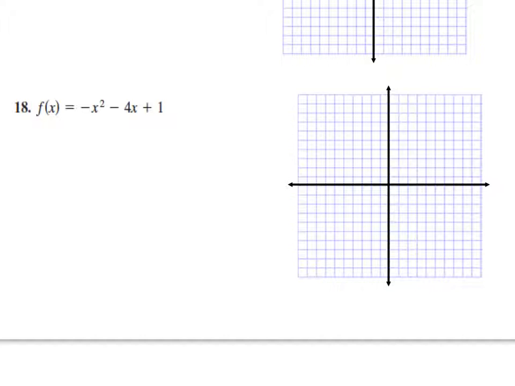So what's the first step in our process? Subtract c, so subtract 1 from both sides. Okay, good. Get that 1 on the other side. So it's f of x minus 1 is a negative x squared minus 4x.